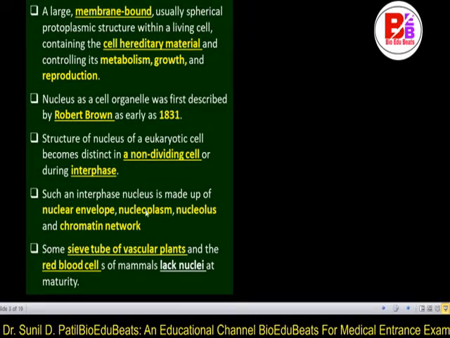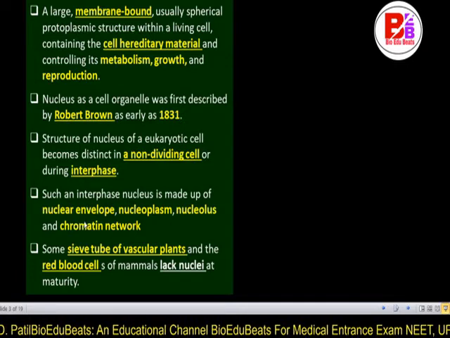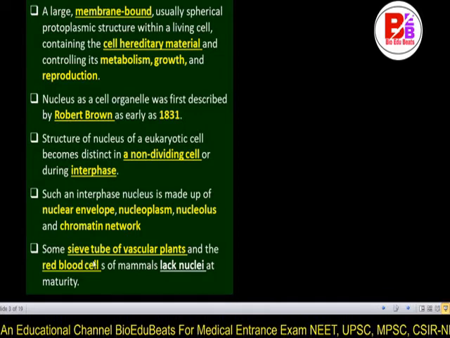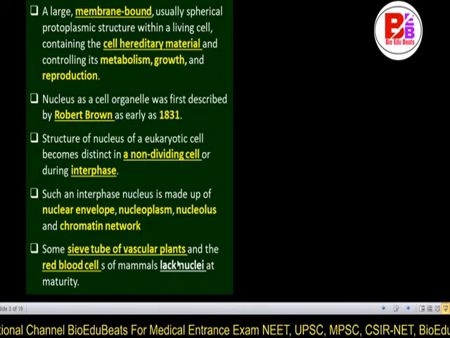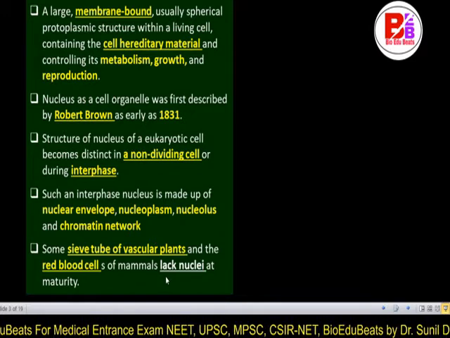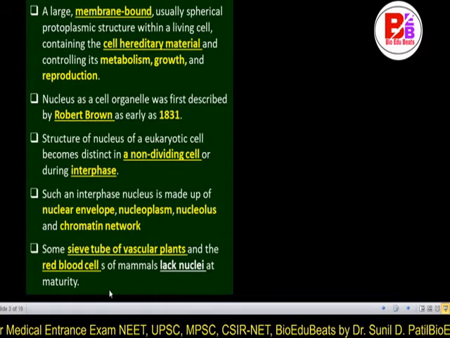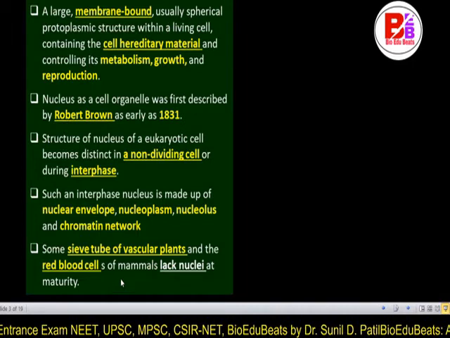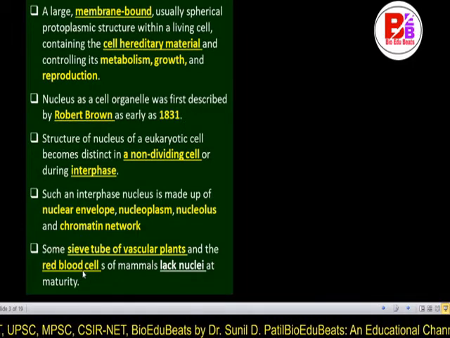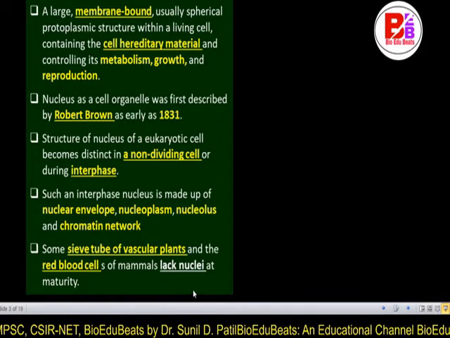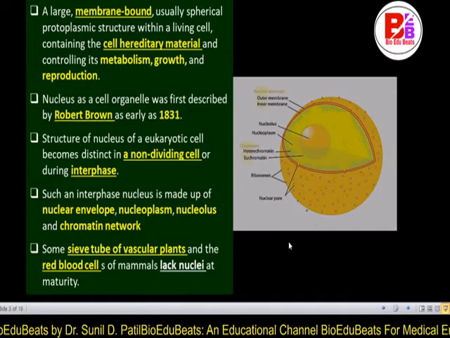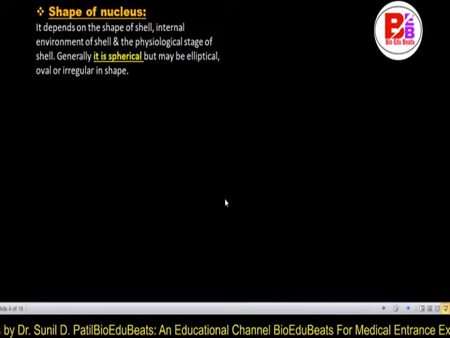Such an interphase nucleus is made up of the nuclear envelope, nucleoplasm, nucleolus and chromatin network. Some sieve tubes of vascular plants and the red blood cells of mammals do not have a nucleus, or lack nuclei at maturity. So the sieve tube cells of vascular plants and the erythrocytes or red blood cells lack the nucleus. These two are the common examples of enucleated cells.